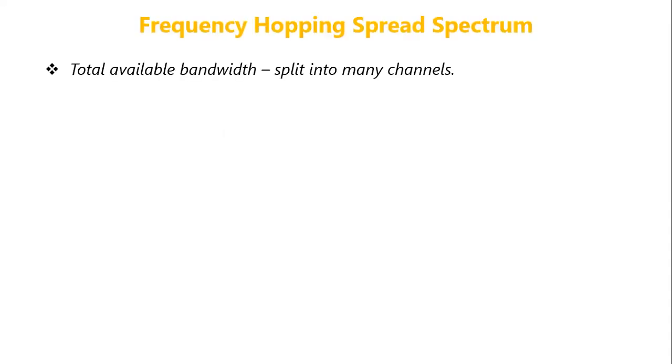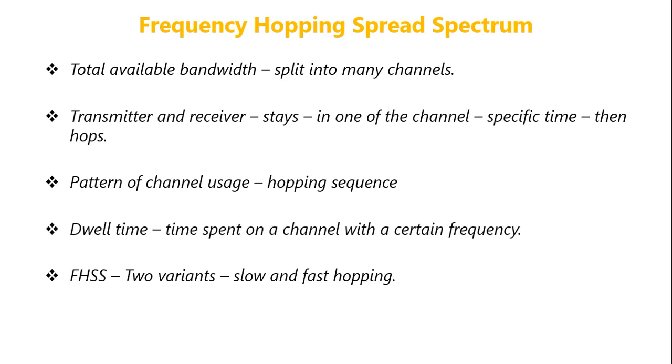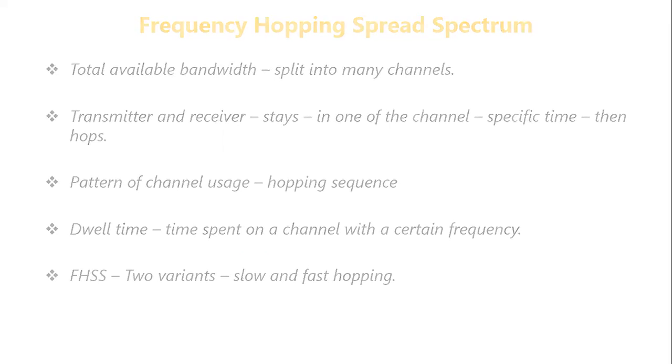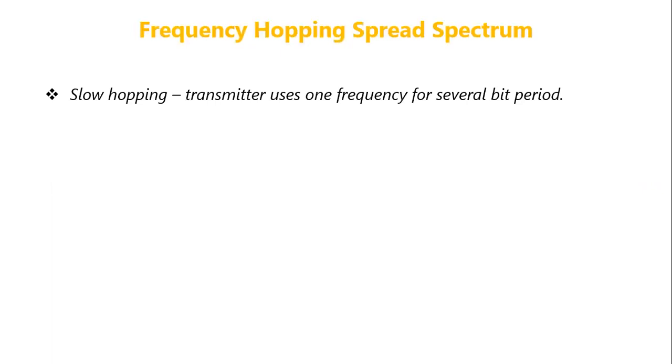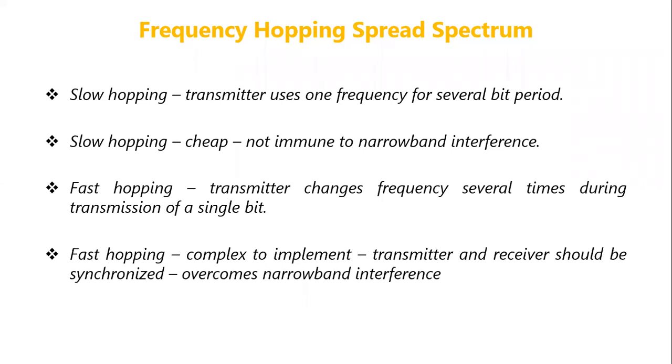Coming to frequency hopping spread spectrum, the entire bandwidth will be split into many channels, and the transmitter and receiver will stay in one channel for a specific time and then hop. Depending on how it hops, we have two types of hopping. One is slow hopping and the other one is fast hopping. With slow hopping, the transmitter will stay in one particular frequency for three user data. With fast hopping, the transmitter will change the frequency frequently.